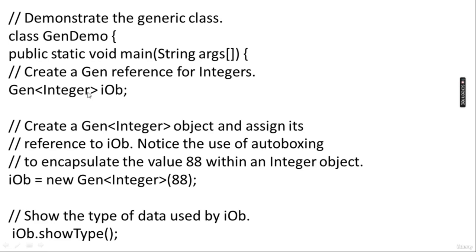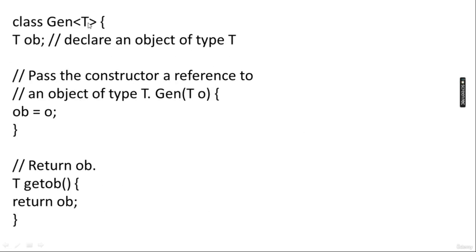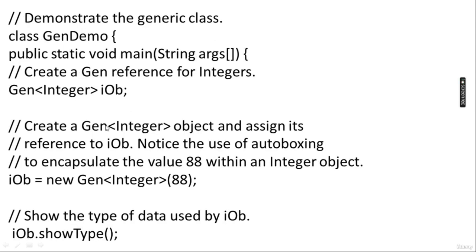Okay, so whenever we have written a T, the T will be replaced by the Integer class. Create a generic Integer object and assign its reference to iObject. Notice the use of autoboxing to encapsulate the value 88 with the Integer object. Like we have seen, autoboxing is the automatic conversion of the simple int primitive type to the Integer wrapper class. That is called autoboxing, and it is done automatically.